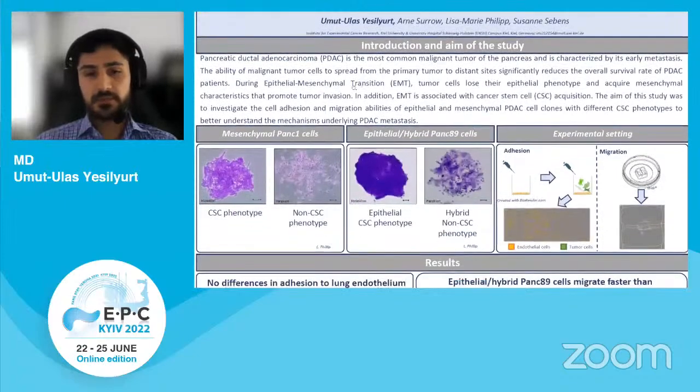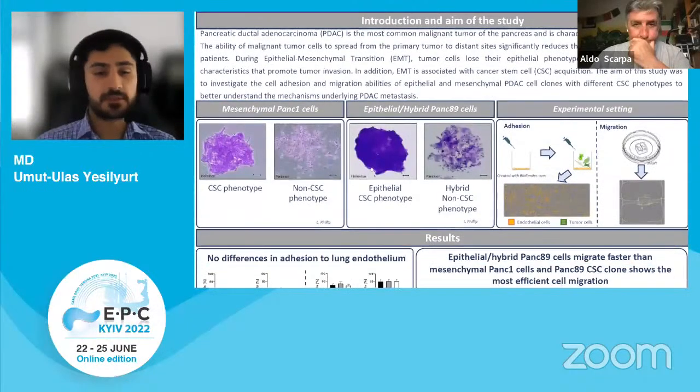The cell lines were generated in a single cell dilution assay and later characterized with respect to their EMT and CSC phenotype. As you can see, the PANC1 cells show a more mesenchymal phenotype, while the PANC89 cells are more epithelial. For the adhesion, I first seeded lung endothelial cells on the bottom of the wells, and after 24 hours, I placed the tumor cells on top. Before the measurement, I washed the cells with PBS to remove non-adherent cells, and the migration behavior was analyzed with a scratch assay using EBD inserts to obtain standardized gaps between the two cell fronts.